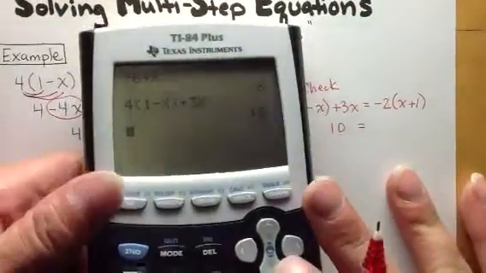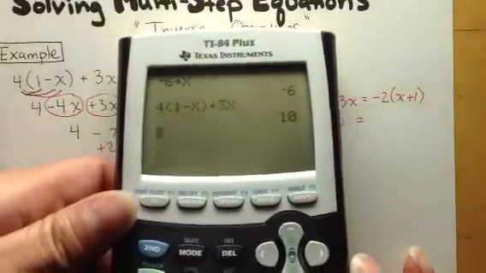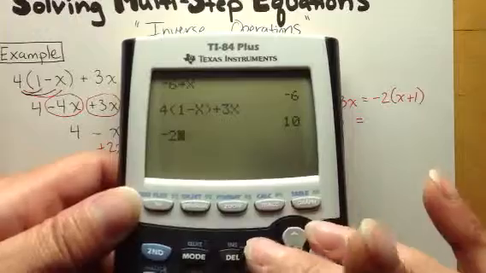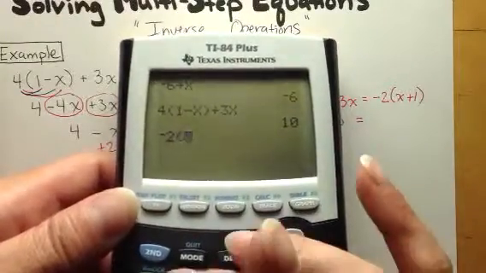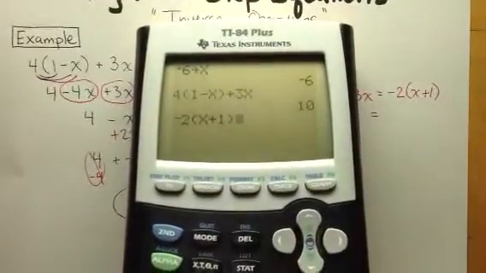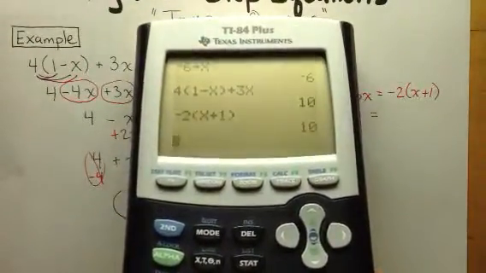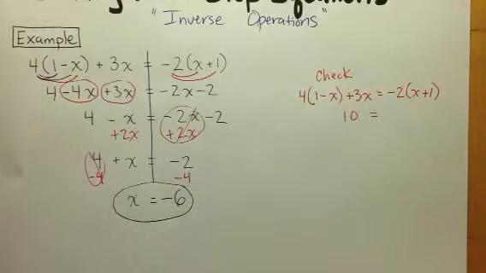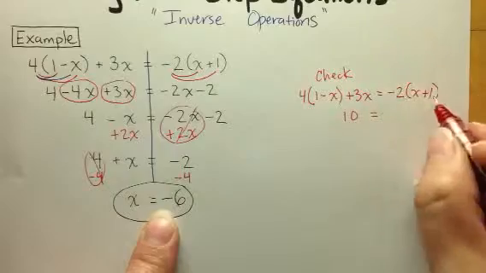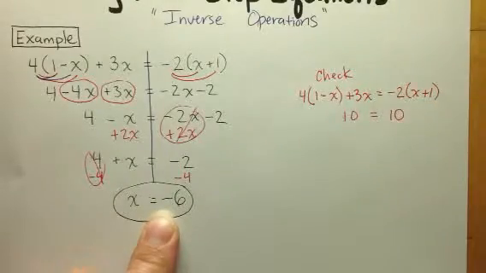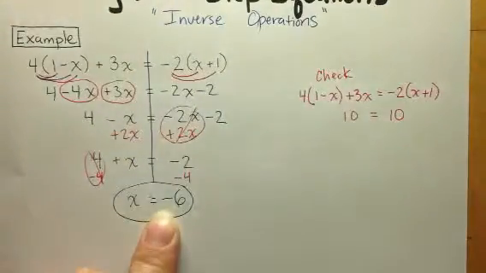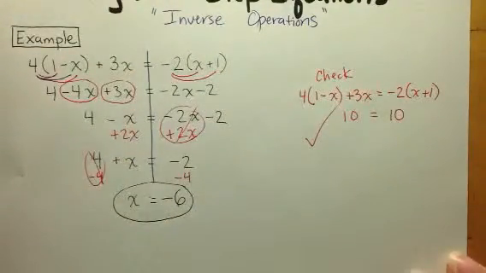and now I'm going to need to put in the right side. Negative 2 times the sum of a number and 1. And if I'm correct, this will give me 10 as well. Yes, it does. So because the solution that I got is negative 6, when I substitute into the left, I get 10, and when I substitute in the right, I get 10. The two sides were equivalent. So my equation was true, and check.